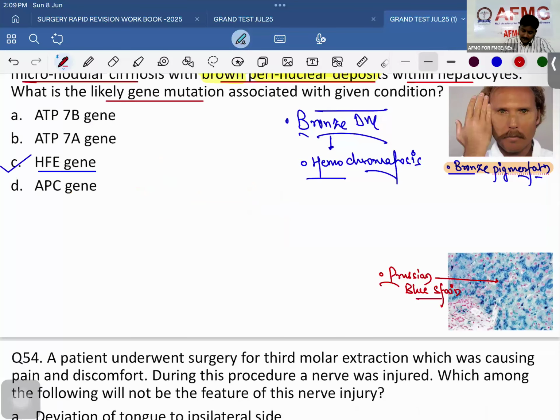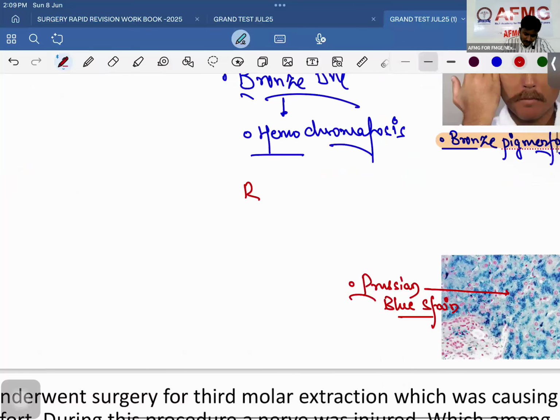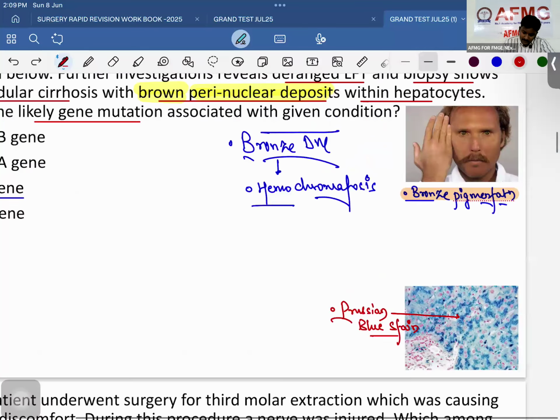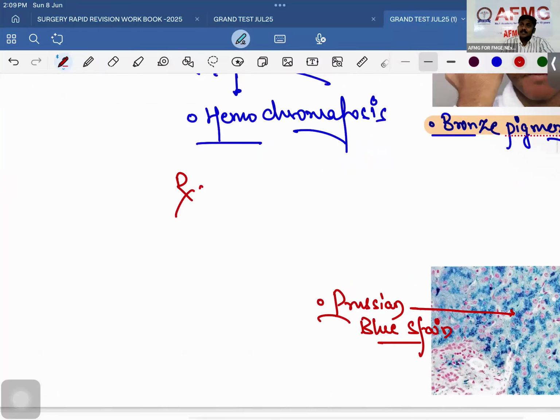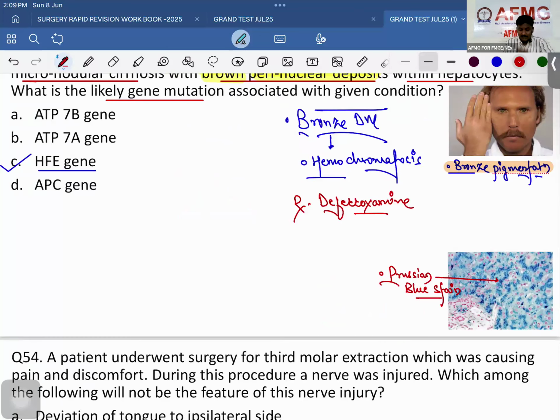Treatment, if they ask you for hemochromatosis, definitely which we know that in this condition the treatment has to be a chelating agent for iron, and that chelating agent of iron is nothing else but deferoxamine beta. So deferoxamine is definitely the chelating agent of iron that we tend to use.